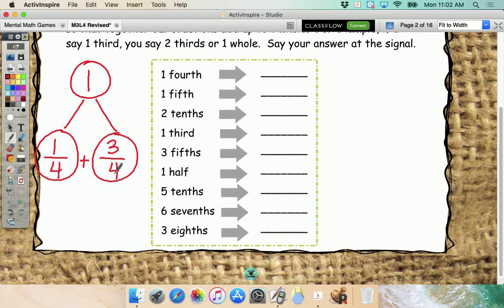Okay. Does anybody know the trick to doing these types of problems? Yeah. What do you think it is? I think it always has to equal a whole. It always has to equal a whole.